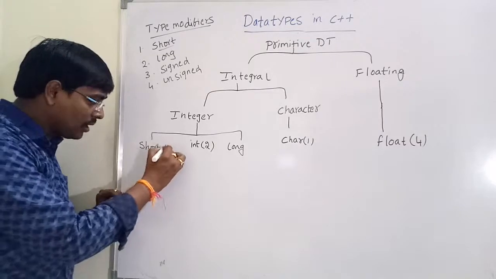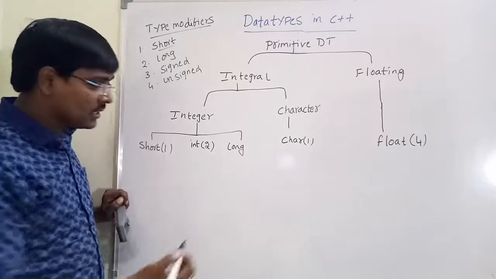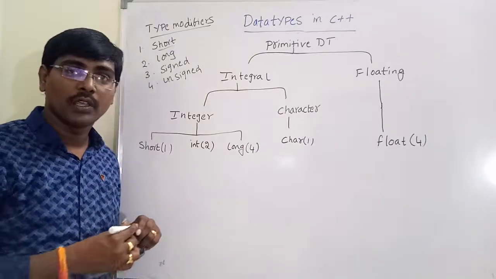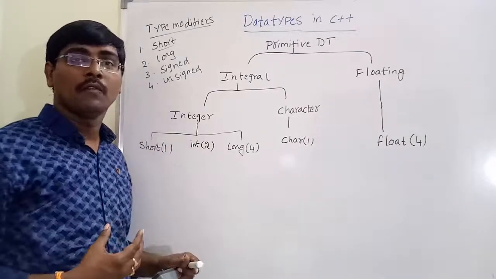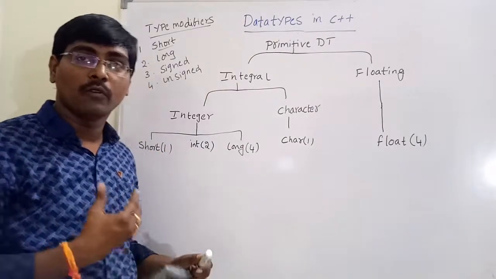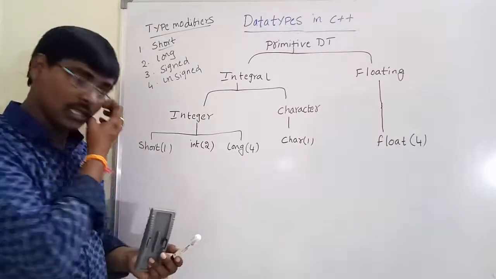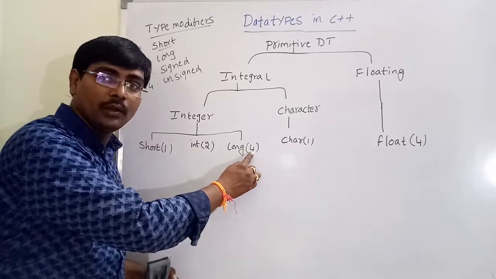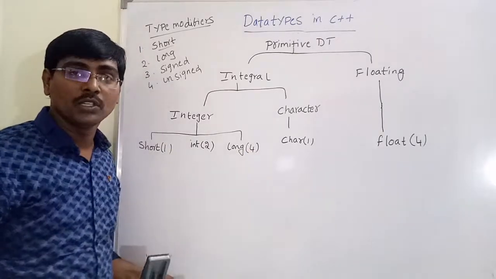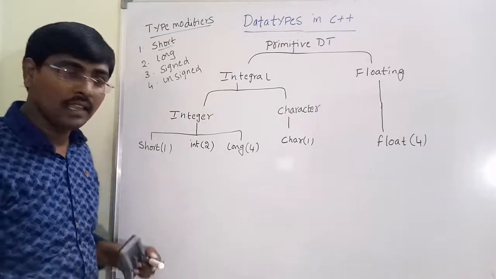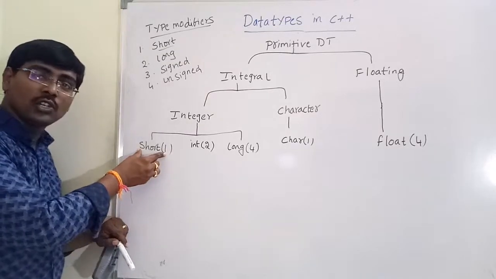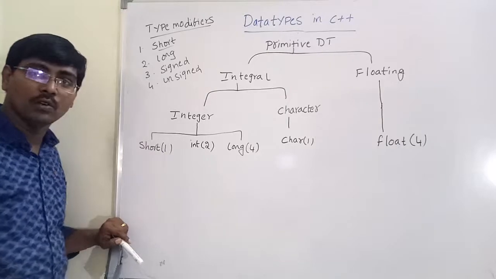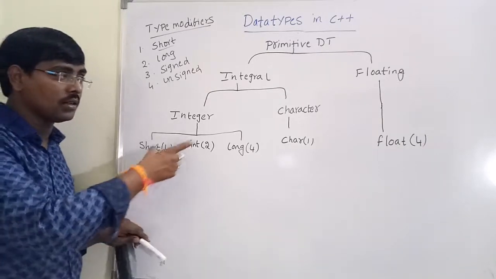The size of short int is 1 byte. The size of long int is 4 bytes. So here we have the solution. For example, if my number requires more than 16 bits, I am moving to long integer. It has 4 into 8, 32 bits. Suppose my number requires less than 8 bits, I am using short integer. No wastage of memory.